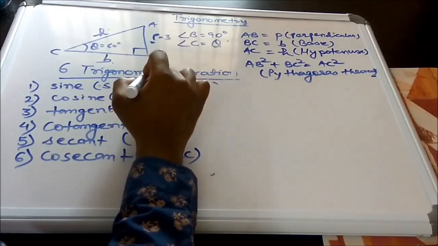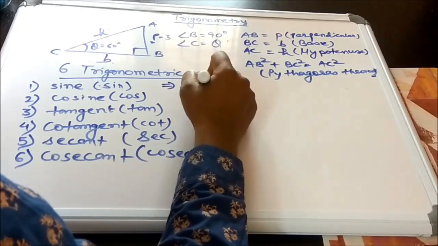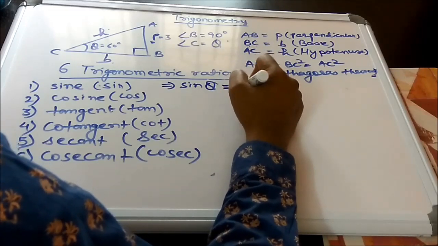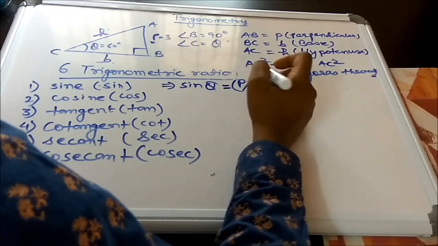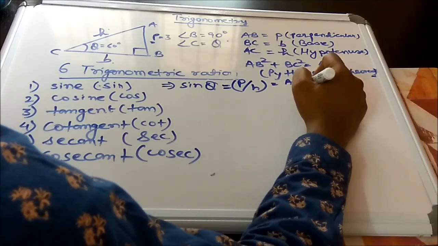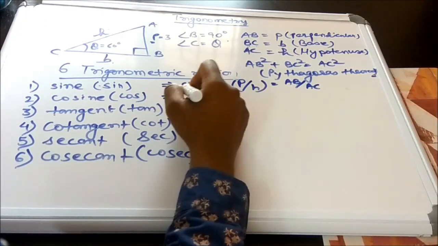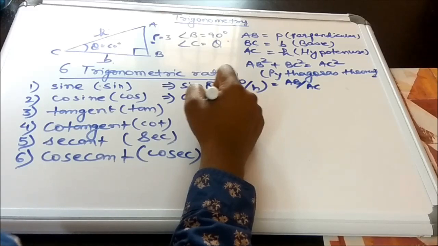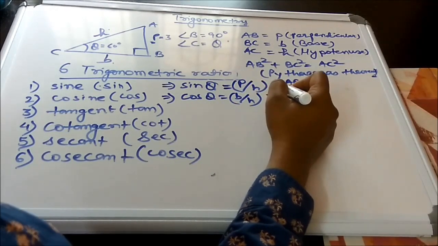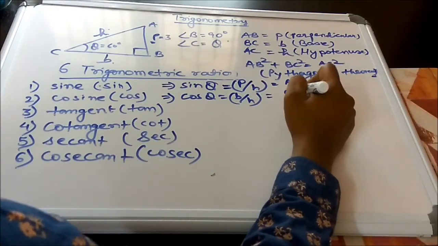So the value of sine theta, our first trigonometric ratio, is P by H, that is perpendicular by hypotenuse, that means AB by AC. The value of our second trigonometric ratio, cos theta, is B by H, that is base by hypotenuse. What is base? BC. Hypotenuse? AC.